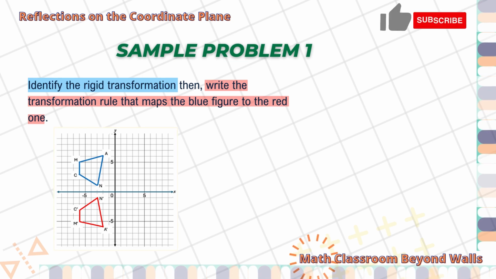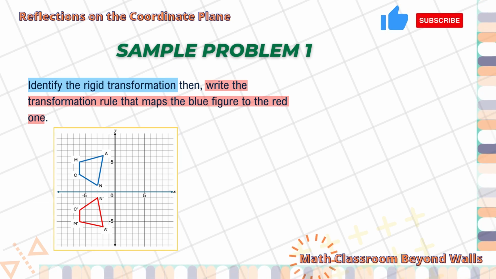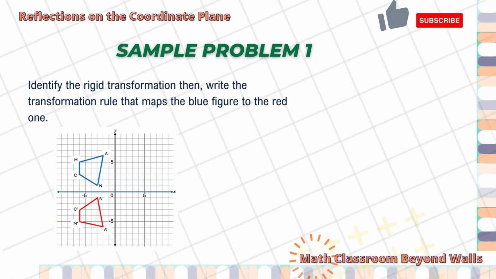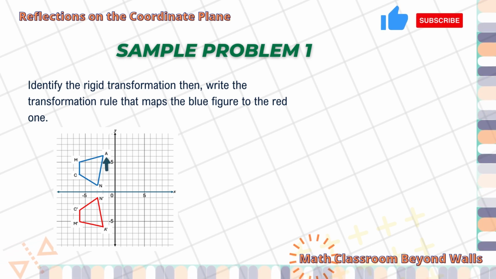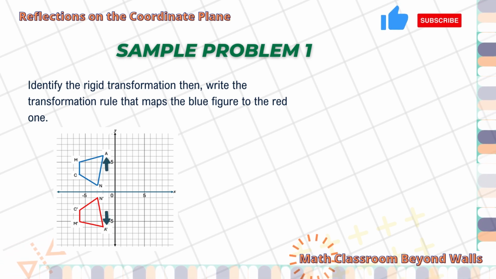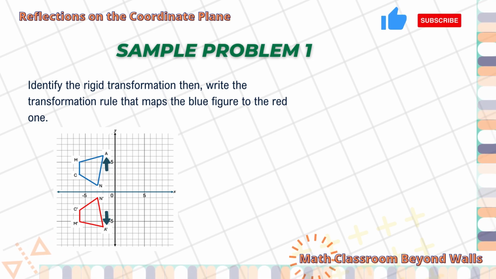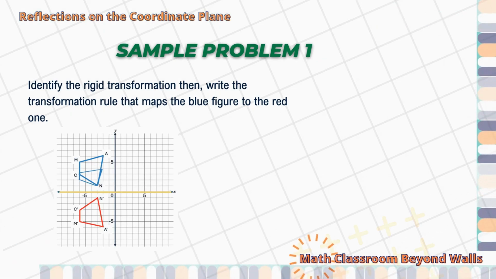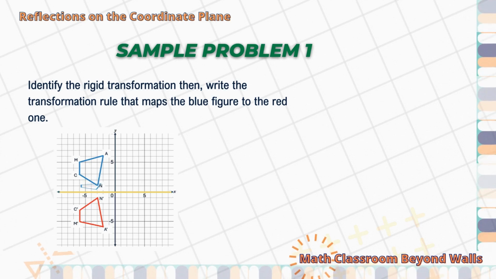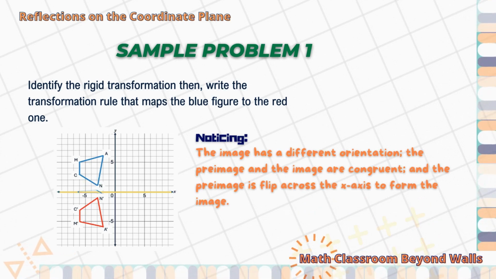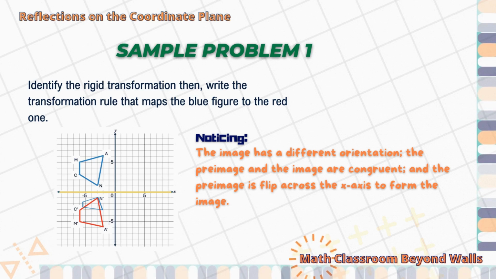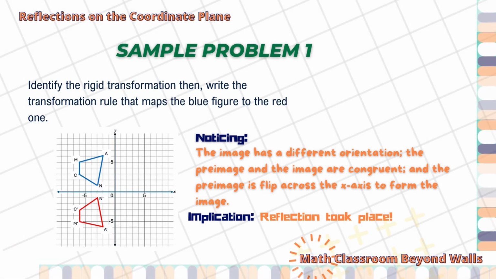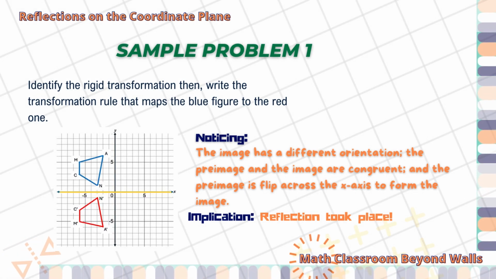An illustration is given. Now, what do you notice on the illustration? Right, that the image has a different orientation. Another thing is the preimage and the image are congruent, and that the preimage is flipped across the x-axis to form the image. Now, what do your noticings imply? You are correct that reflection took place here. Now, we just have answered the first question.